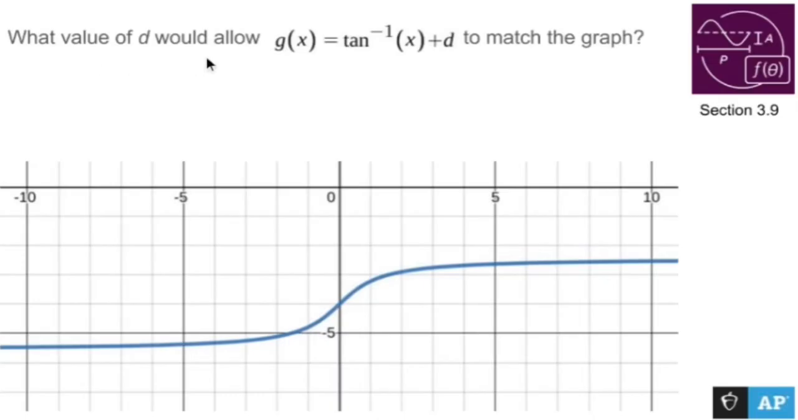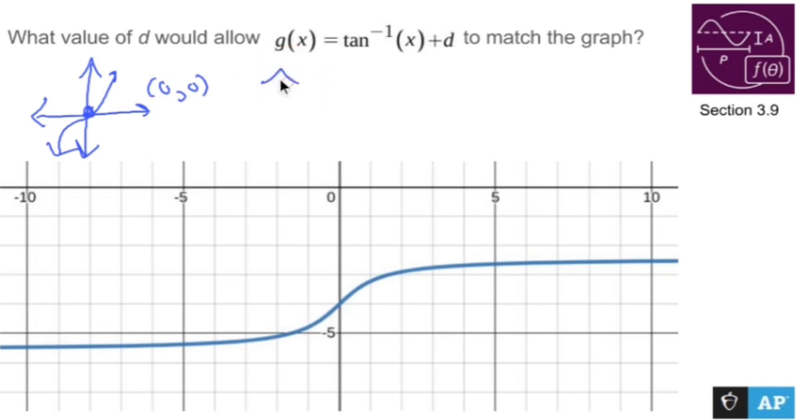What value of d would allow g of x equals inverse tangent of x plus d to match the graph? Well, let's just say that you don't even know what the inverse tangent looks like. Okay, I know that regular tangent looks like this and goes through the origin. So that's the point (0, 0). Now the inverse is going to also be (0, 0) because I flip-flop them.